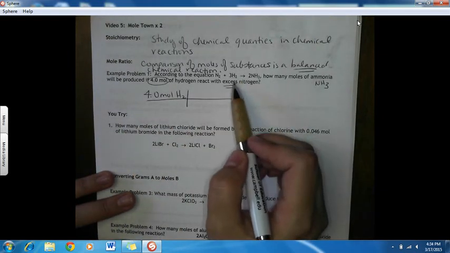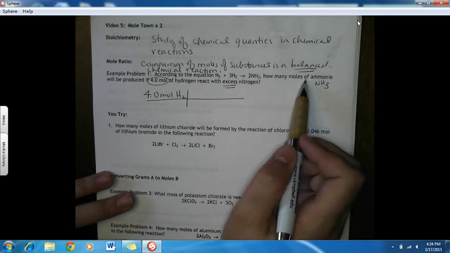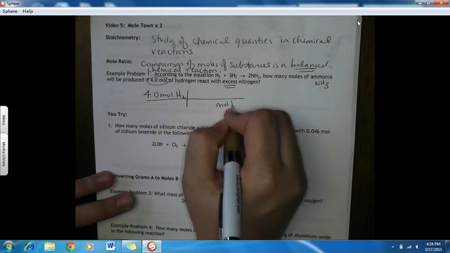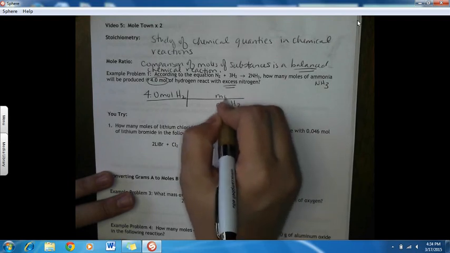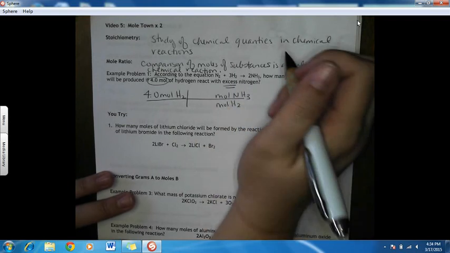Alright, so we're starting with 4 moles of hydrogen. How many moles of ammonia can we make? So our moles of hydrogen we no longer want, so we would put that on the bottom. Our moles of ammonia we would put on the top. Now this is our mole ratio. Now the ratio comes from the balanced chemical equation.